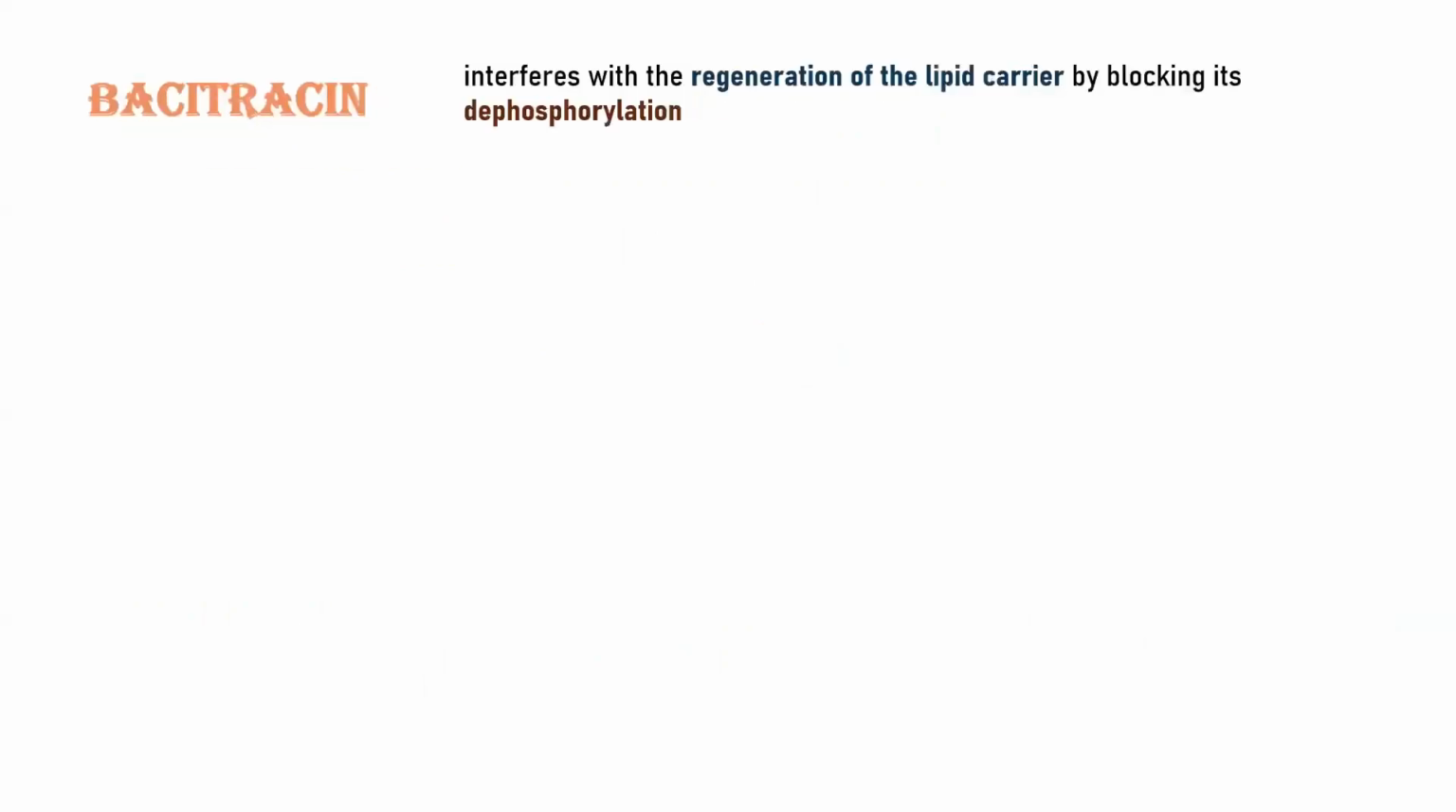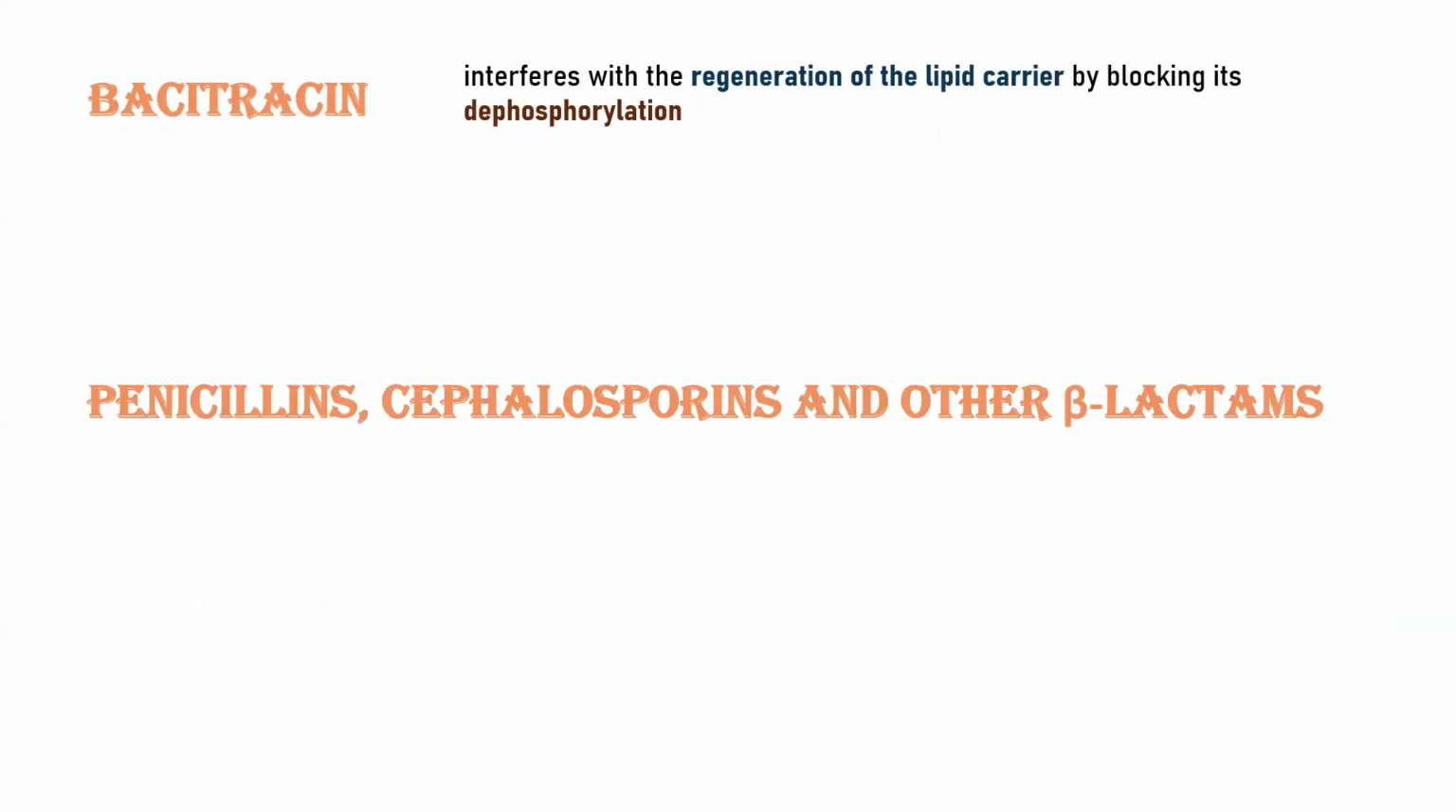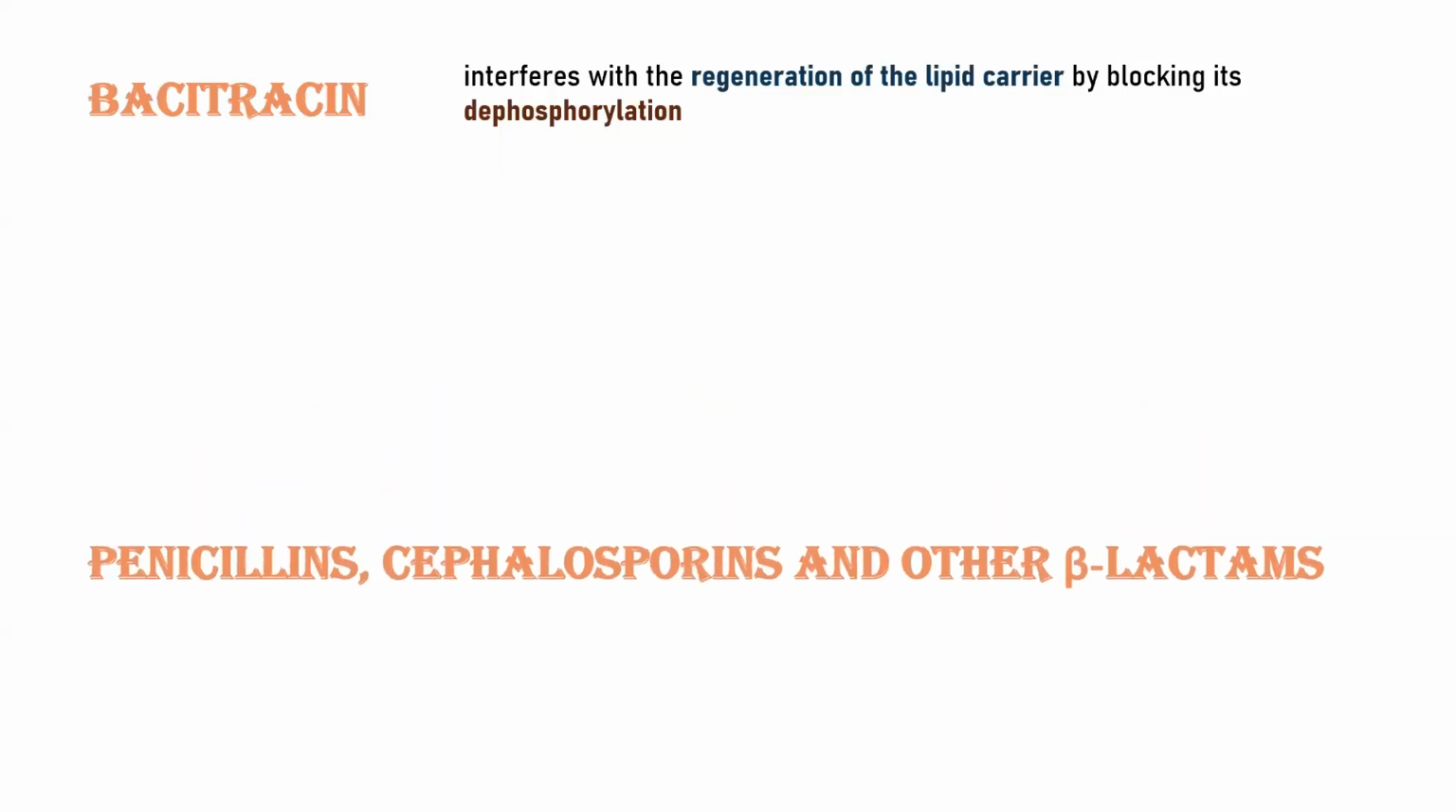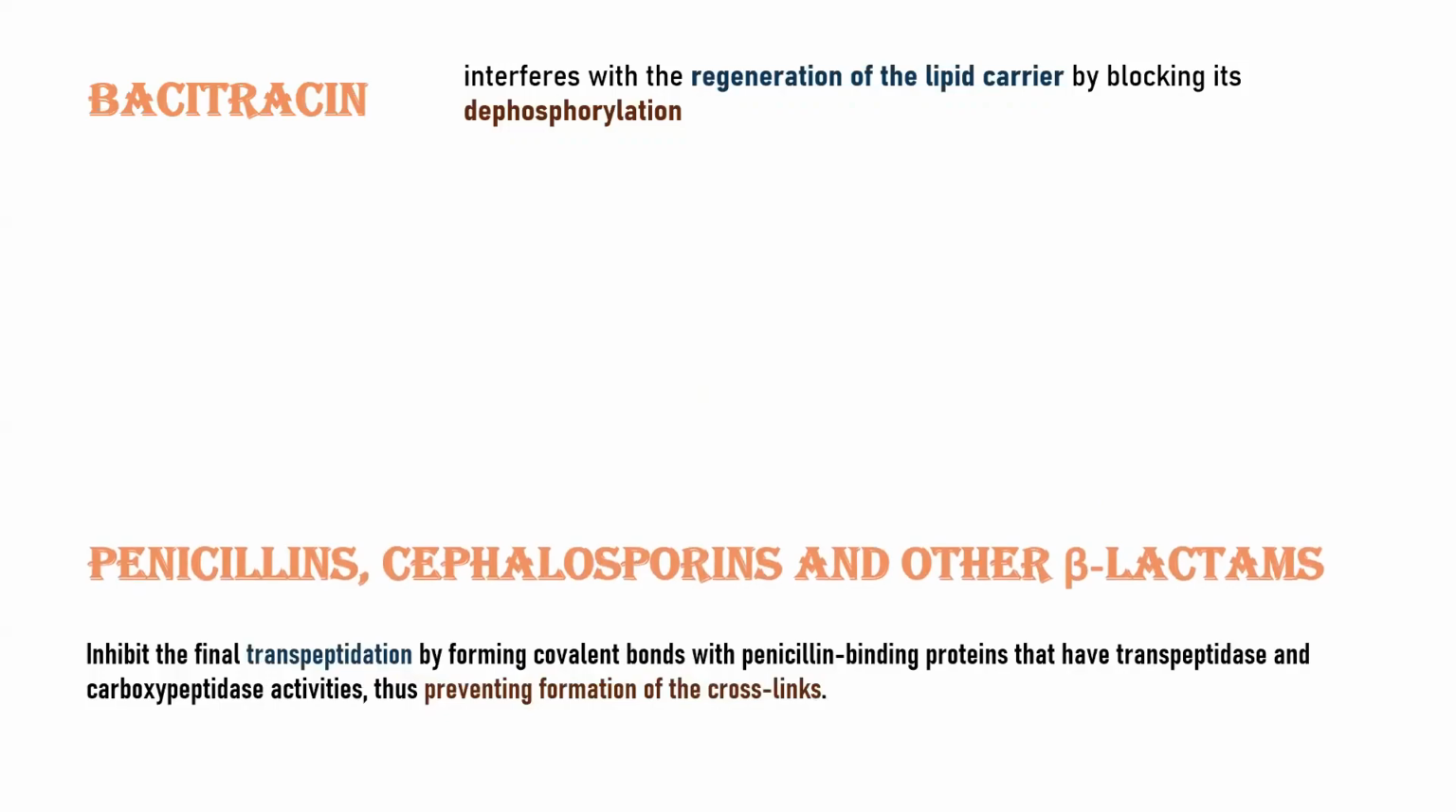Next, bacitracin. Bacitracin interferes with the regeneration of the lipid carrier by blocking its dephosphorylation. Penicillins, cephalosporins, and other beta-lactams inhibit the final transpeptidation by forming a covalent bond with penicillin binding protein that has transpeptidase and carboxypeptidase activity, thus preventing formation of the crosslinks.